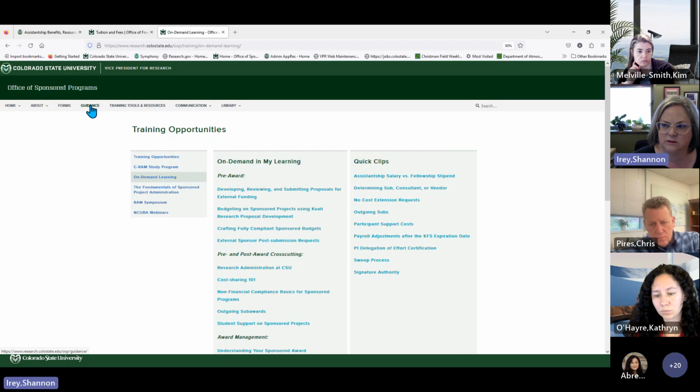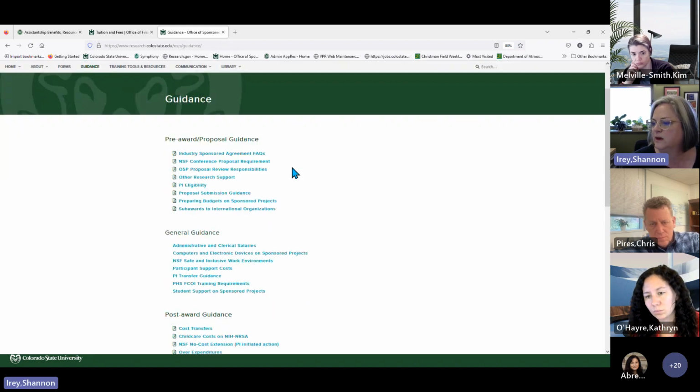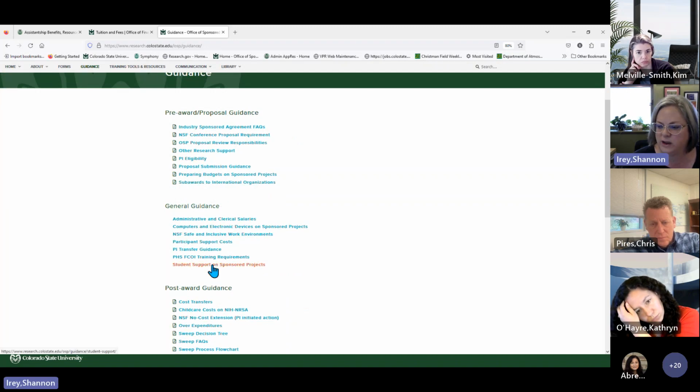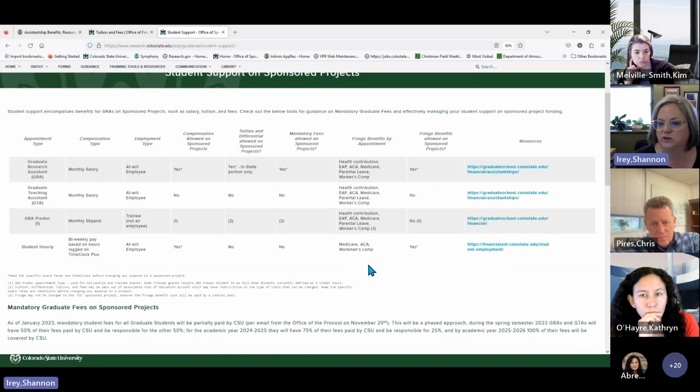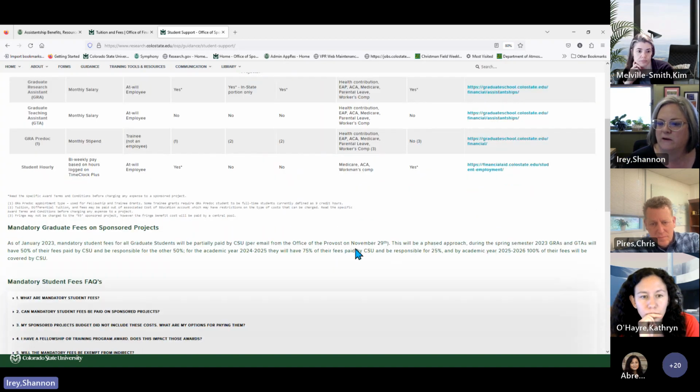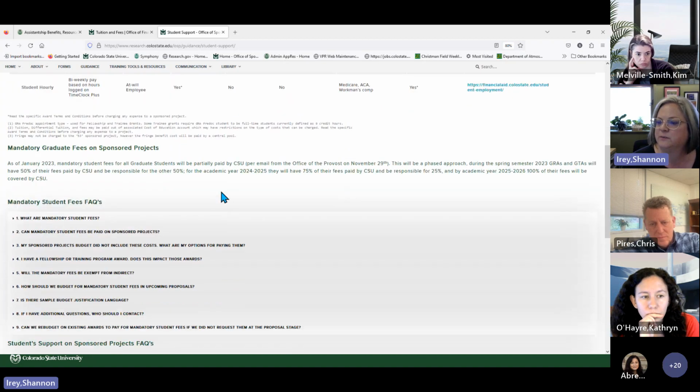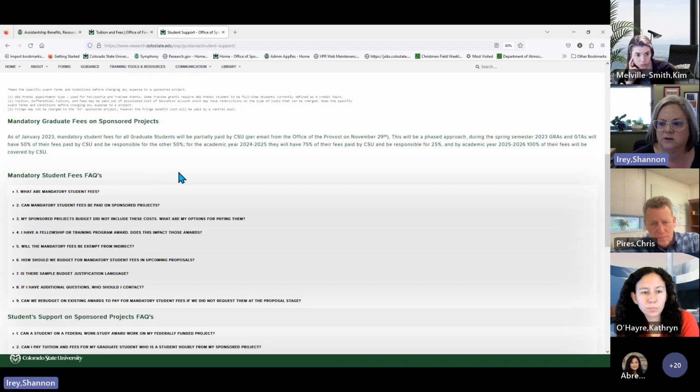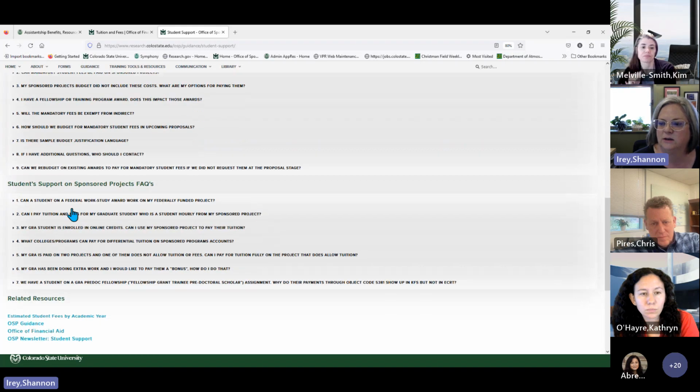The other thing that we have built out is this guidance page. And in the general guidance, we have another page on student support on sponsored projects. In here, we have a matrix with the appointment type and some differences on what you can and cannot do or what is on those types. We have a whole section on the mandatory graduate fees, and we built out FAQs. These FAQs are kind of where I wanted to look. And then we've also added a whole other set of FAQs just on student support on sponsored projects.